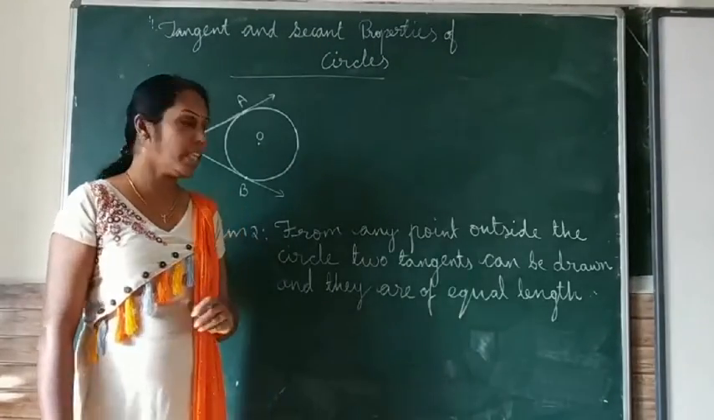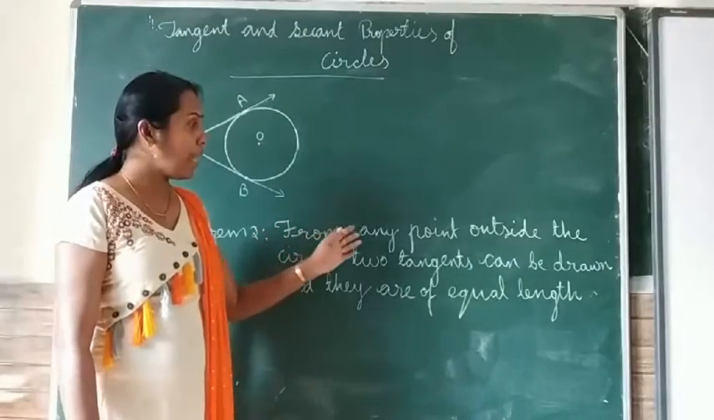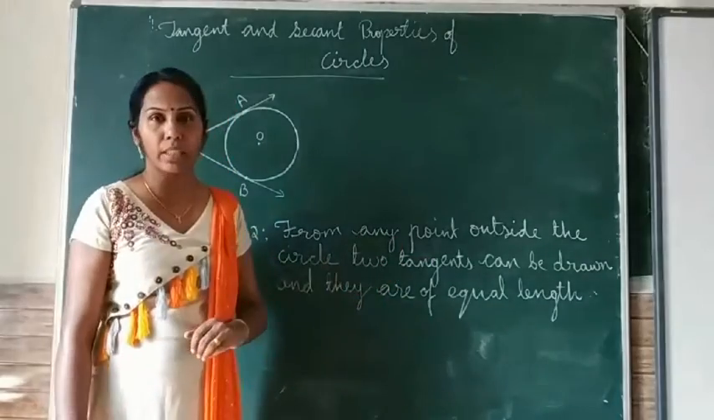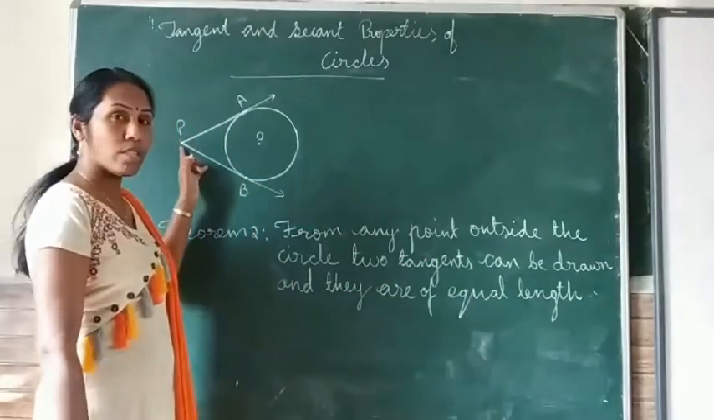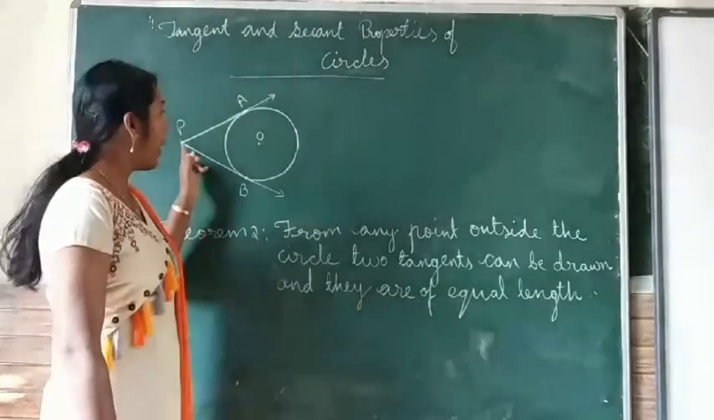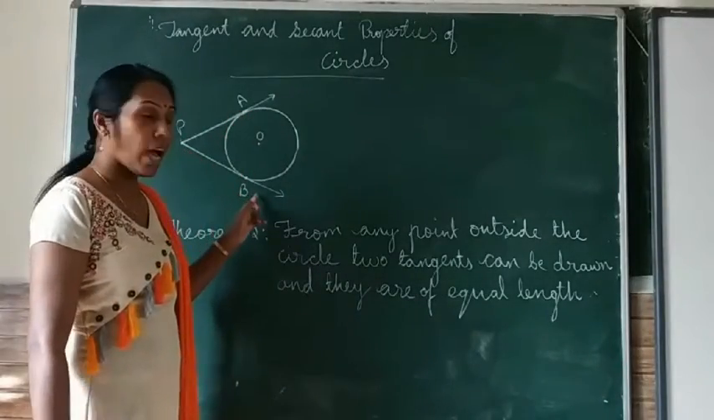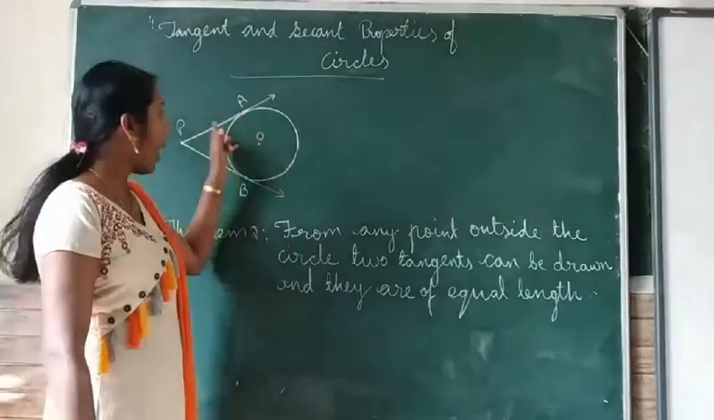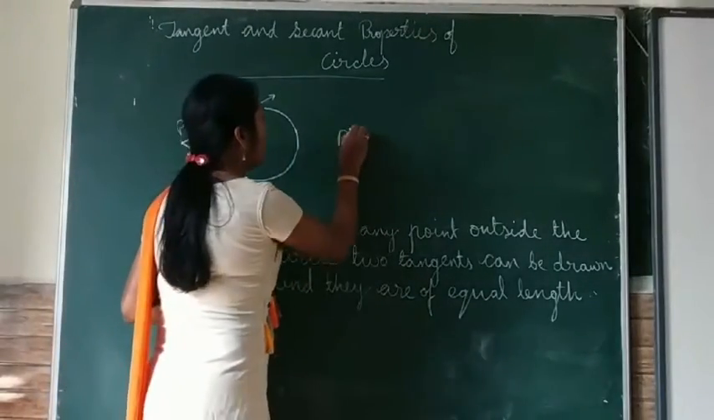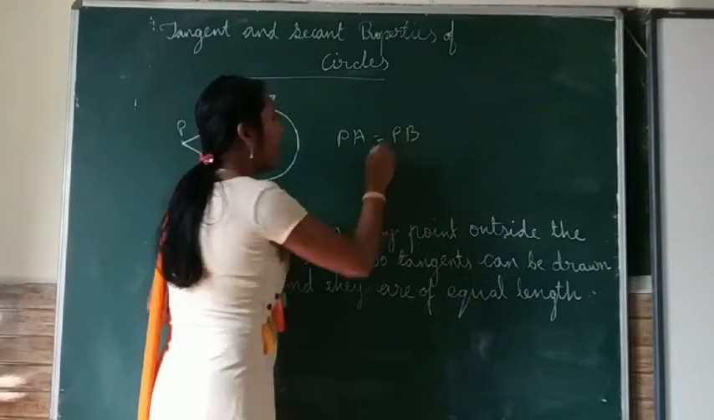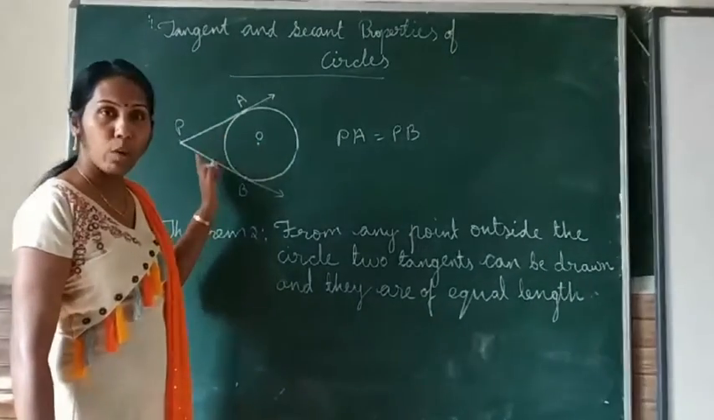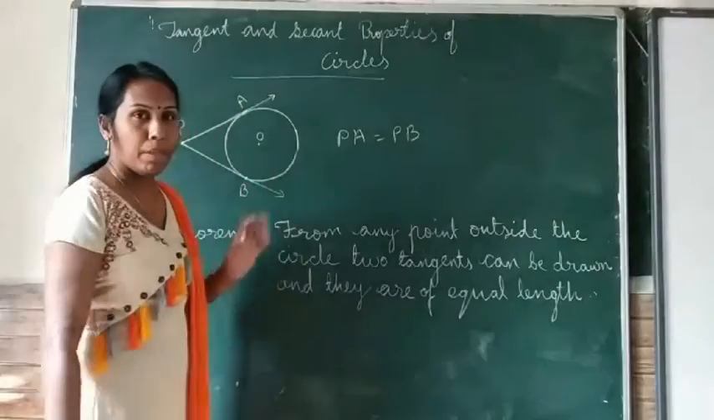Now, another property of tangents. Theorem 2. From any point outside the circle, two tangents can be drawn and they are of equal length. Consider a point P outside the circle. The theorem says that from this point P, we can draw two tangents to the circle, and these two tangents will be equal in length. That means PA is equal to PB. PA and PB are the two tangents drawn from the point P to the circle, and these tangents are equal in length. That means PA is equal to PB.